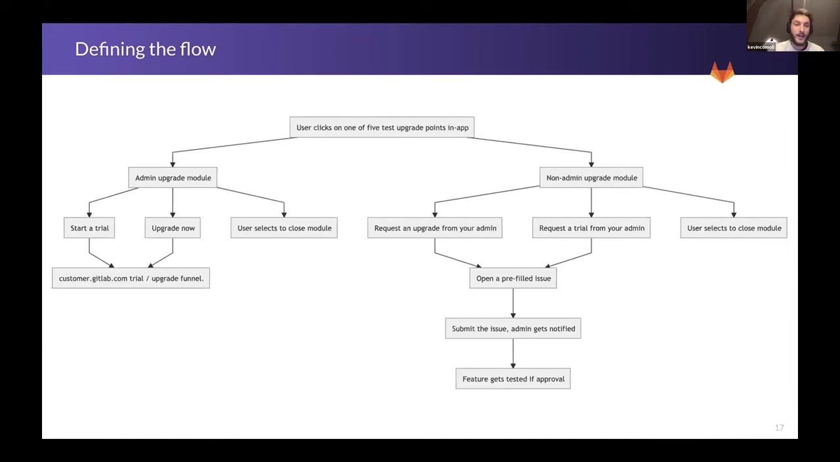As an admin, you would either choose to start a trial or upgrade, which would send you to the upgrade/trial funnel that at the moment was on customer.gitlab. Or as a non-admin, you would have to request an upgrade or a trial from your organization admin. Clicking on this would open a pre-filled issue. You would then submit the issue, admins get notified, and then you would have approval or not.